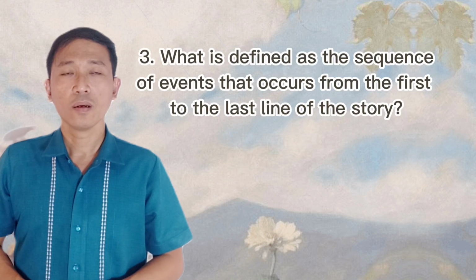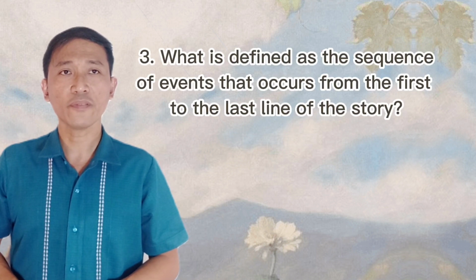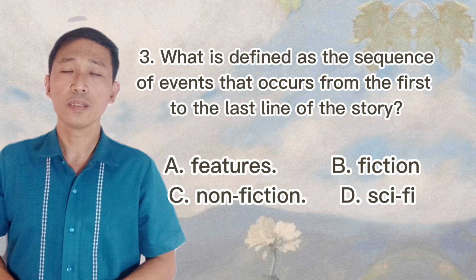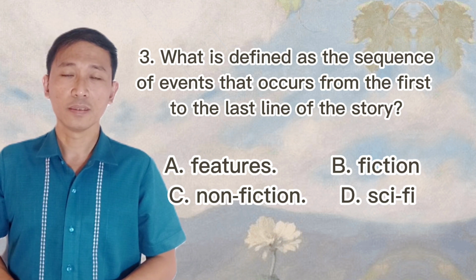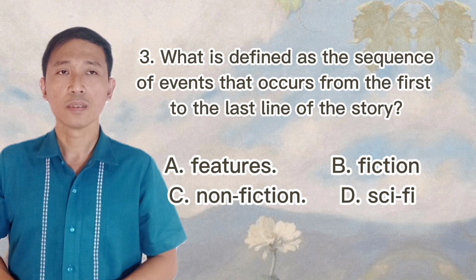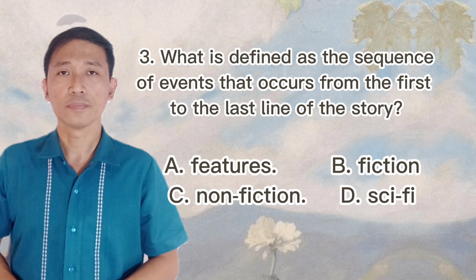Number 3. What is defined as the sequence of events that occurs from the first to the last line of the story? A. Character. B. Plot. C. Point of view. D. Setting.